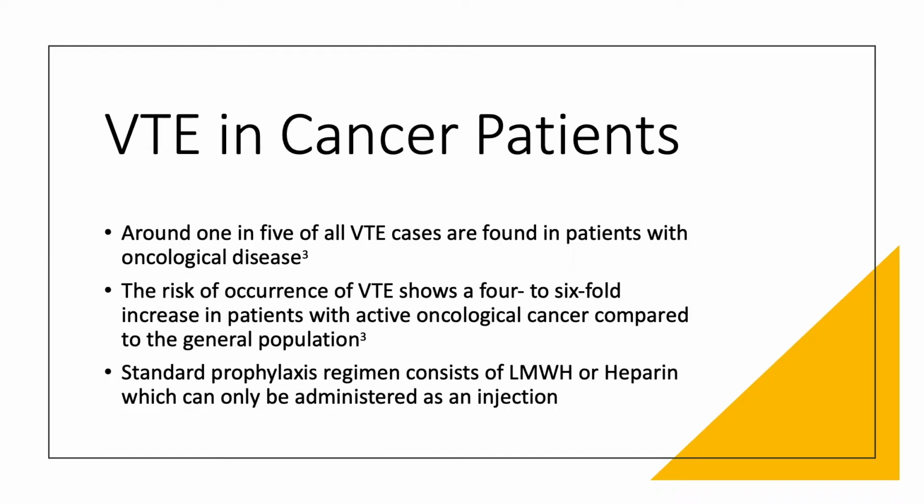So a little background on venous thromboembolism in cancer patients. Around 1 in 5 of all VTE cases are found in patients with oncological disease. The risk of occurrence of VTE shows a 4 to 6-fold increase in patients with active oncological cancer compared to the general population. Standard prophylaxis regimen consists of low molecular weight heparin, LMWH, or heparin, which can only be administered as an injection. This can lead to barriers in therapy as patients might have a needle phobia or have a lack of dexterity to properly administer injections.